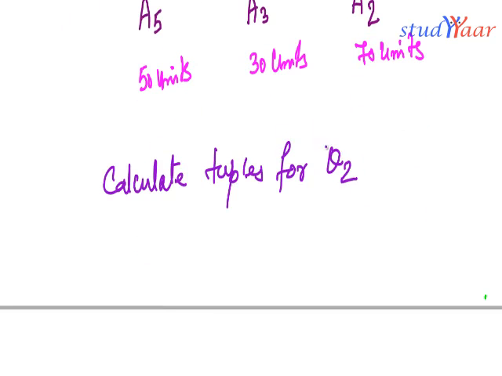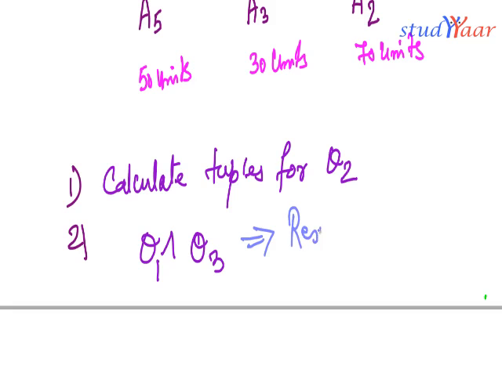Once I have done that, the next step is to, from among the tuples which satisfy theta2, find the tuples which satisfy theta1 and theta3. And this is the result.